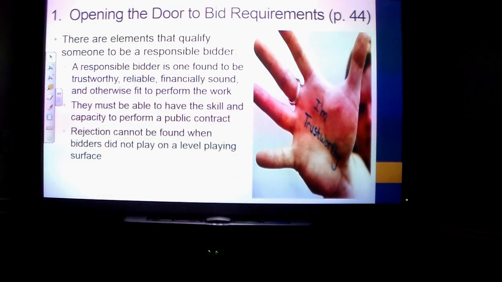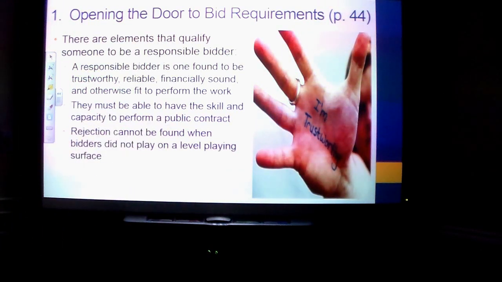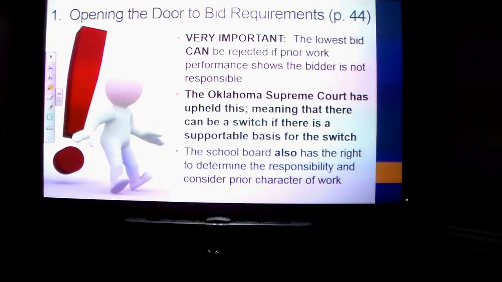So somebody is a responsible bidder if they're trustworthy, reliable, financially sound, and most importantly, they can perform the work and they have the skill and capacity to do so. If you don't think that they have the capacity and you can prove it, you can reject their bid and go with somebody else. But if somebody cheated, got estimates from other people, then that's actually a reason why there can be a problem. So if prior work performance shows the bidder is not responsible, you can switch, and that's important. I say that is a big idea.